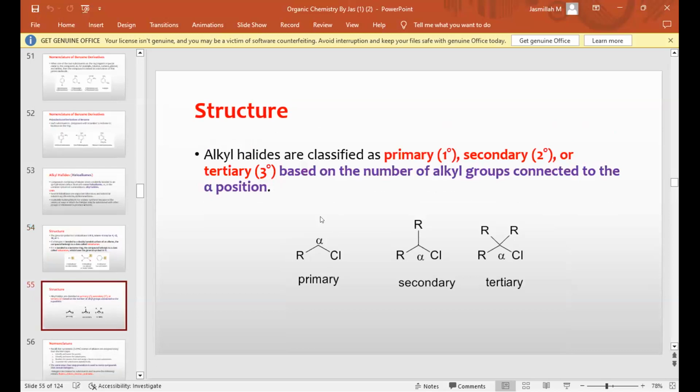Alkyl halides are classified as primary, secondary, or tertiary based on the number of alkyl groups they're connected to. If it's connected to only one alkyl group, it's a primary alkyl halide. If it's bonded to two alkyl groups, it becomes a secondary alkyl halide. If it's bonded to three, it becomes a tertiary alkyl halide.